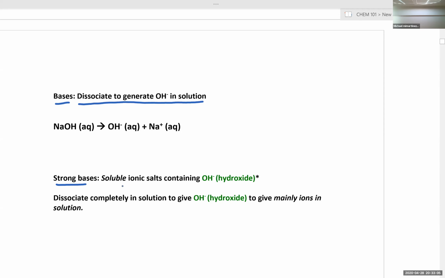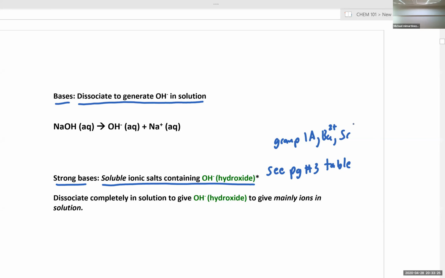Our strong bases are soluble ionic salts containing hydroxide. I want you to see the page 3 table. These are our group 1A, barium, and strontium hydroxides, reading off from our page 3 table for solubility.